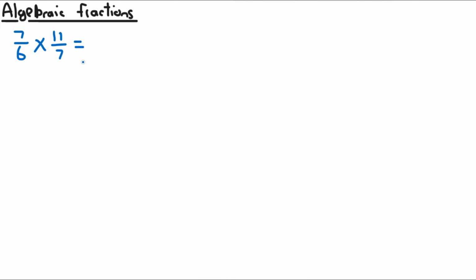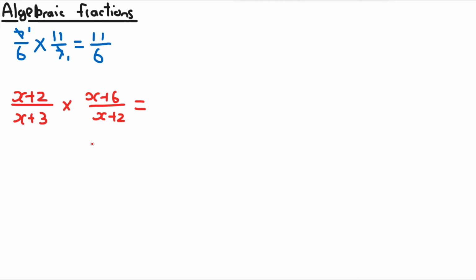And to multiply two fractions, you cancel things that have common factors first. You can cancel out the two 7s, so this becomes 1 and this becomes 1, so overall this is going to become 11 over 6. And then this is the same thing for algebraic fractions. You cancel out like terms, which is the x plus 2 here, and they both become 1. So this is going to become x plus 6 over x plus 3.